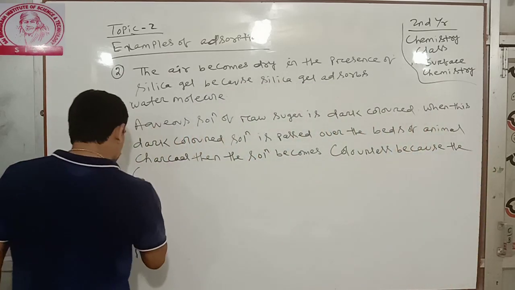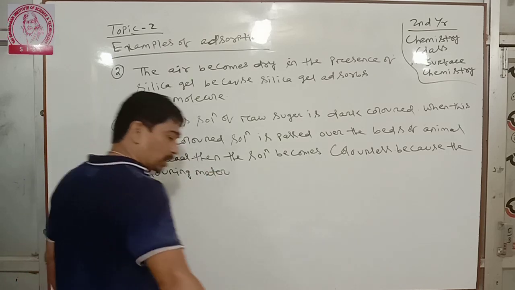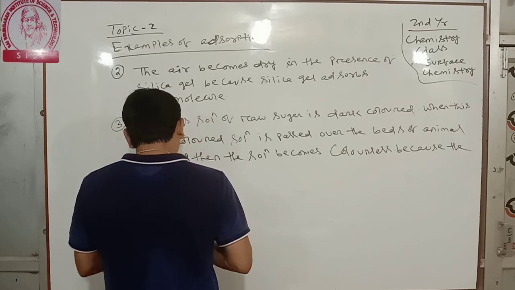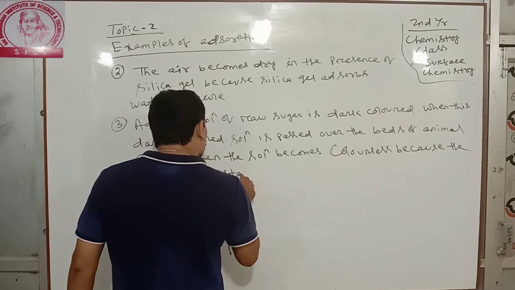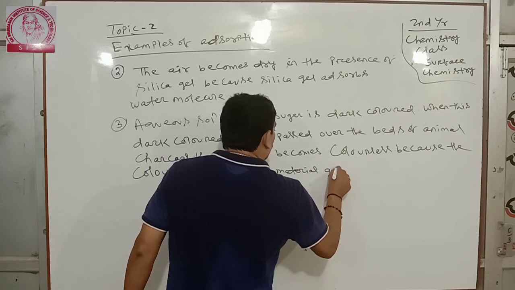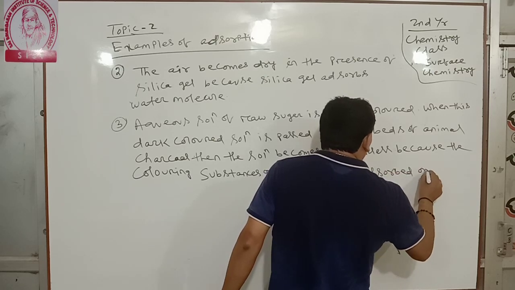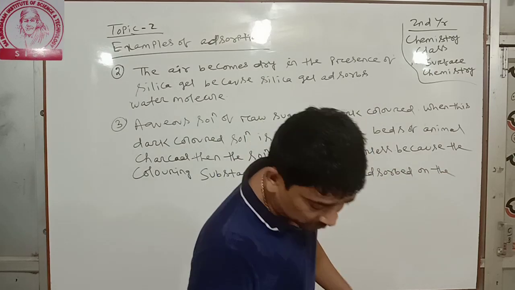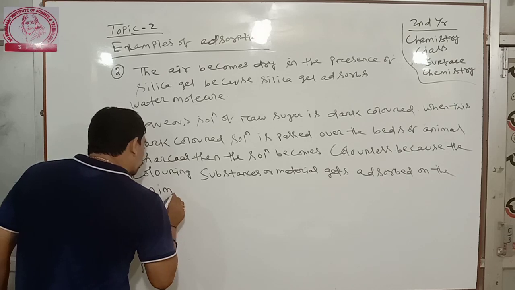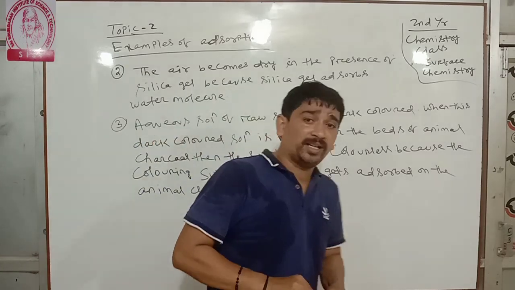The solution becomes colorless because the coloring substances or material get adsorbed on the animal charcoal. So this is the best example.